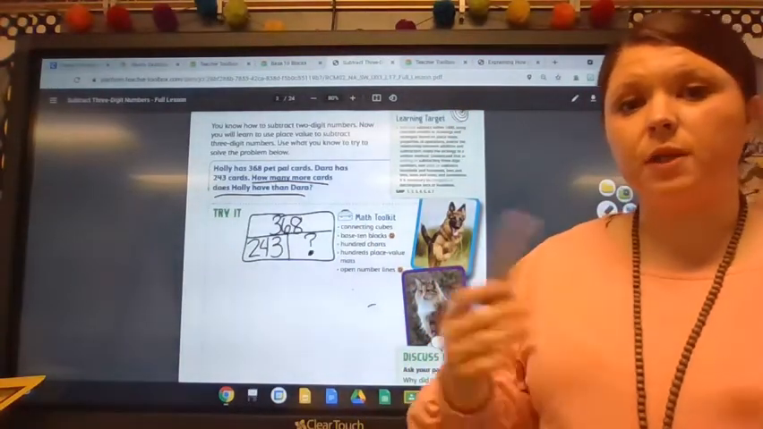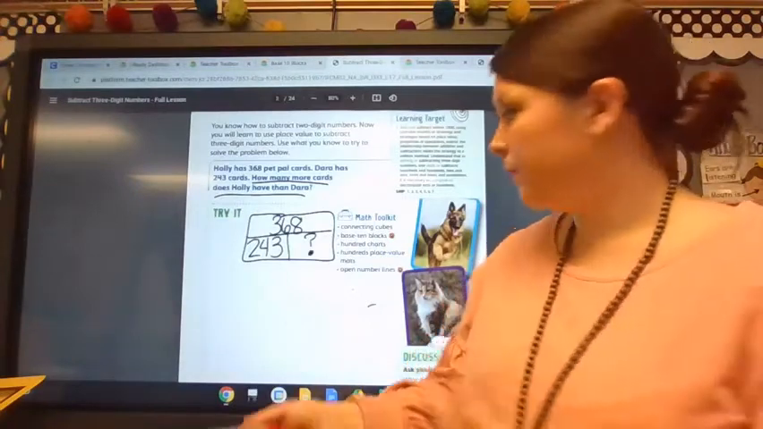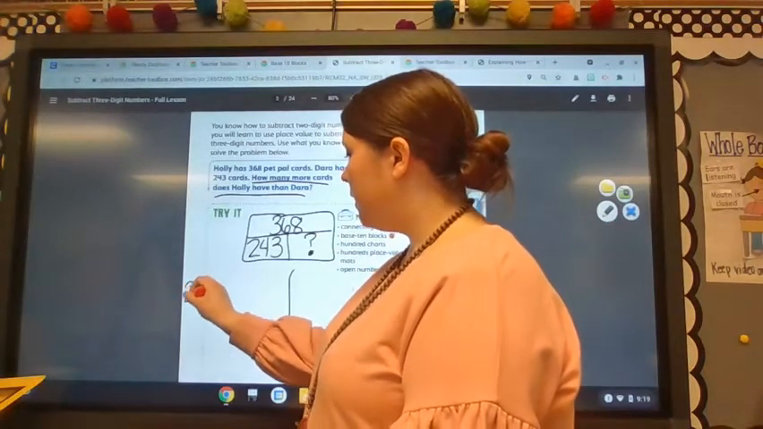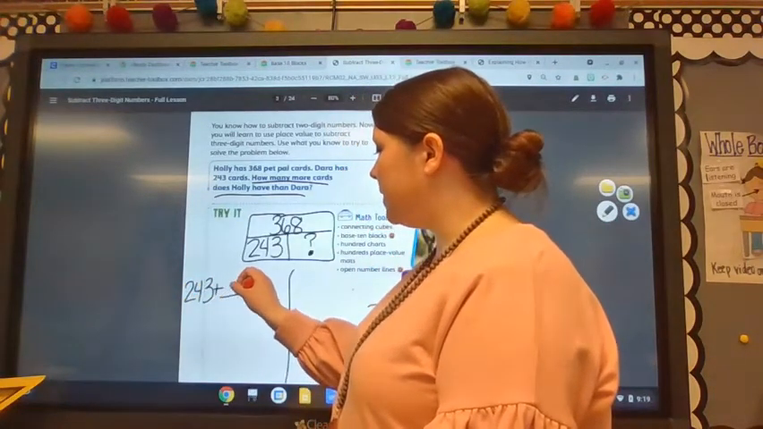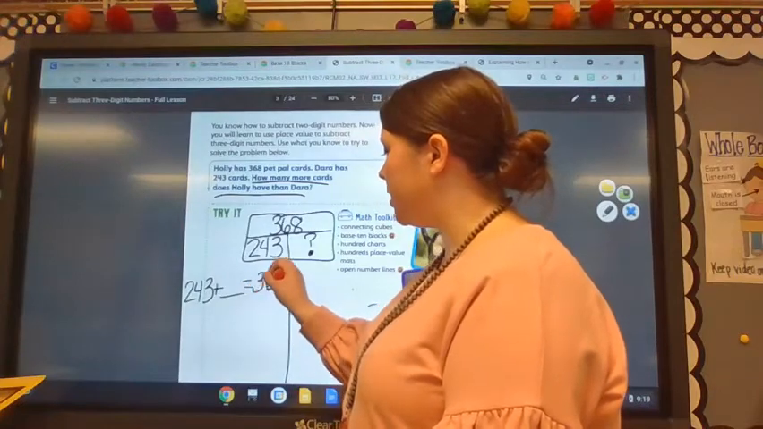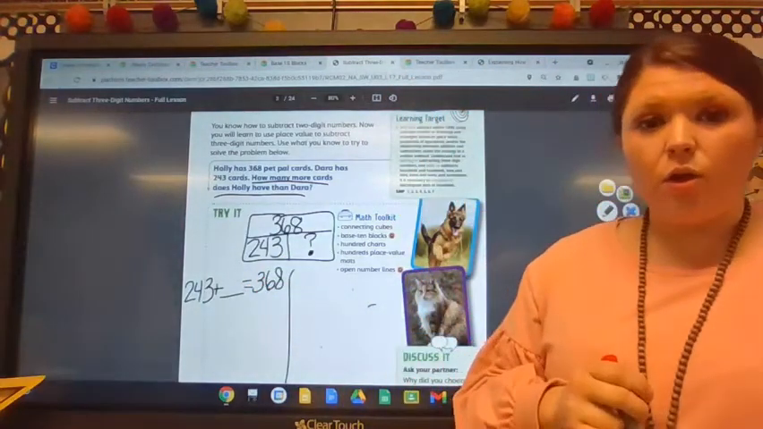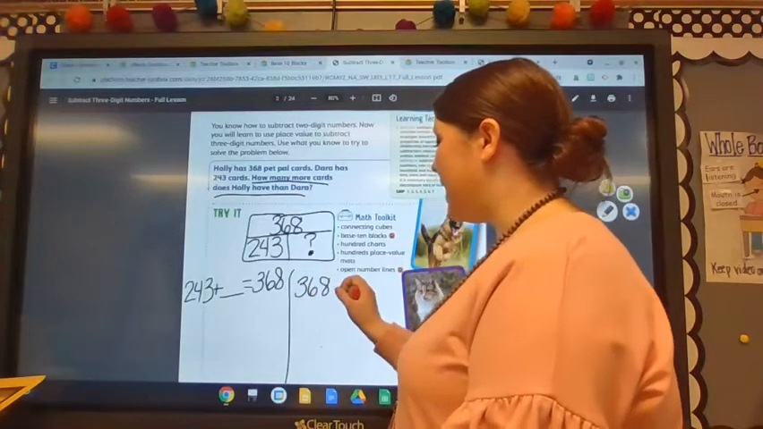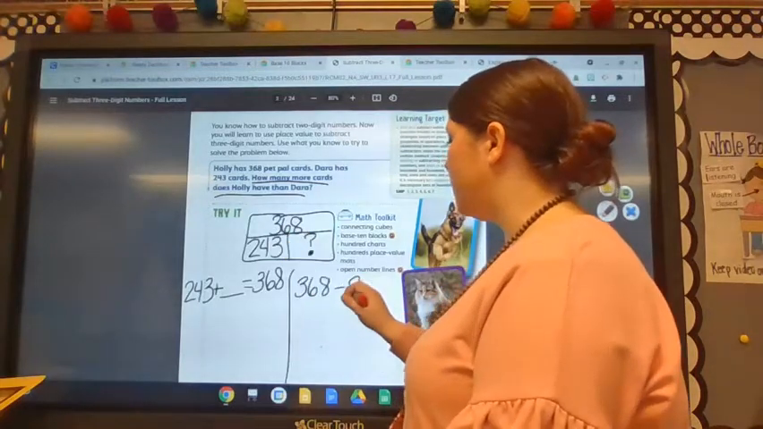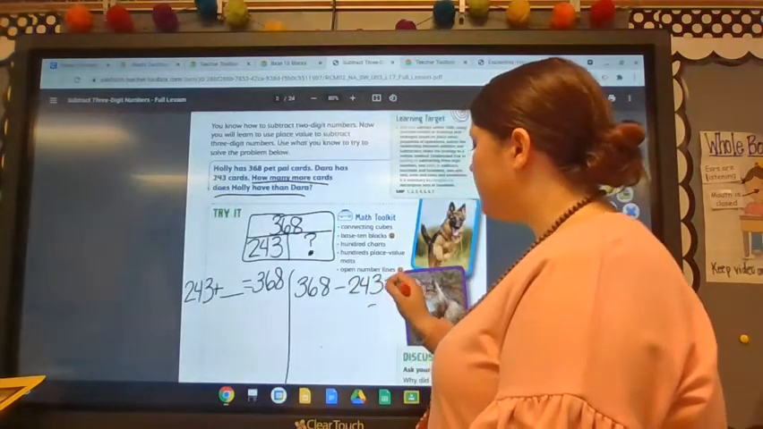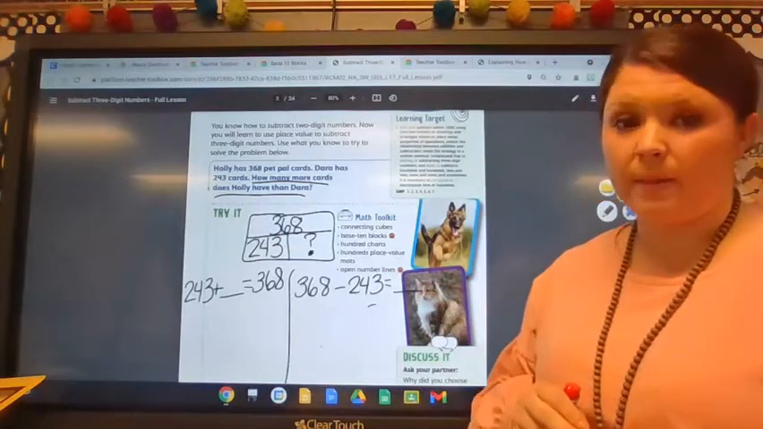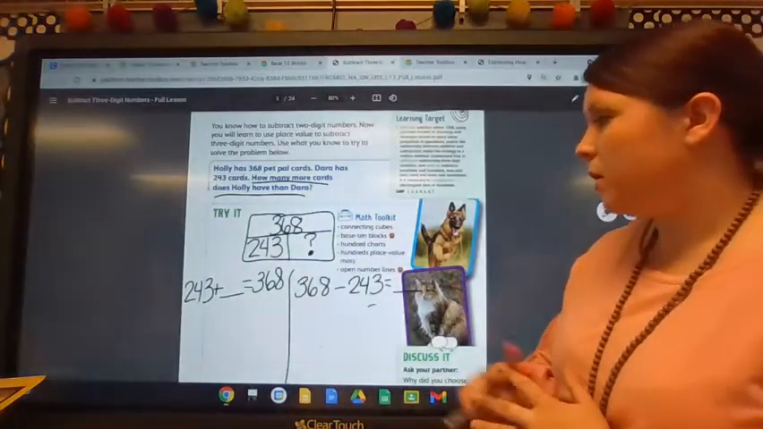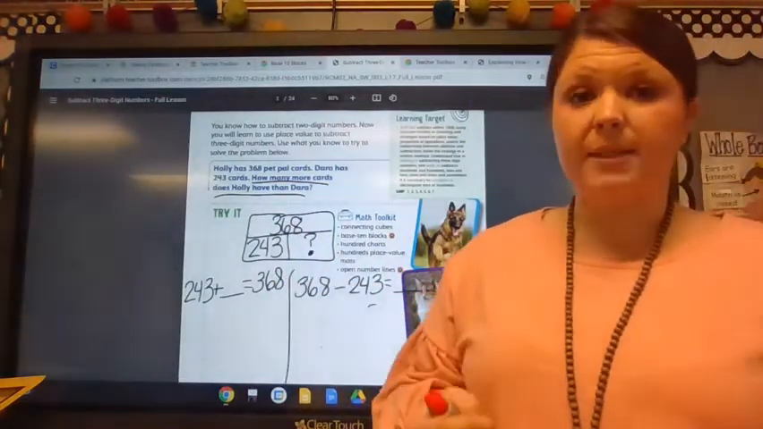So we want to find the difference or the distance in between those two numbers, okay? So what we're going to do is, you could have solved this two ways. You could have started with 243, and you could have added that missing part to get the total of 368. Or we could have started with Holly's 368 cards and taken away Dara's 243 cards to find the distance between those, or how many are in between those two numbers, okay? So either way we solved it, we should have gotten the same total, shouldn't we?